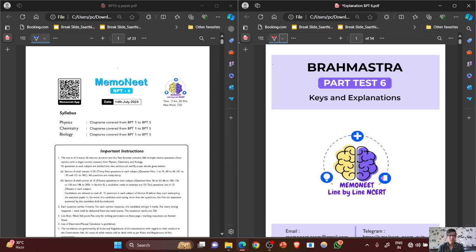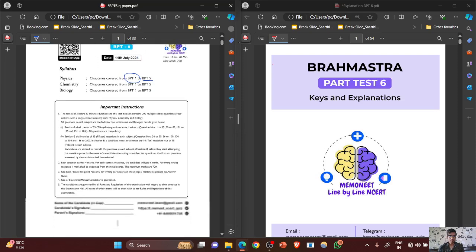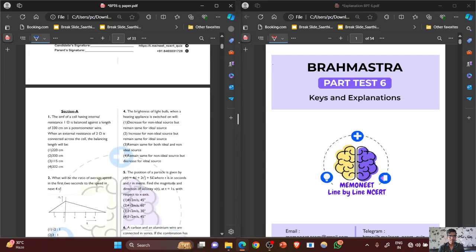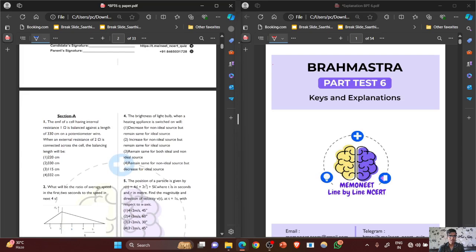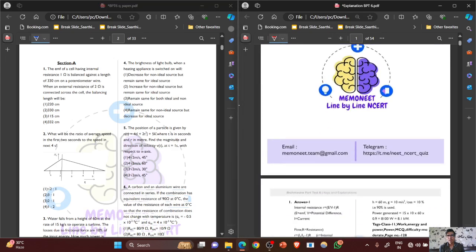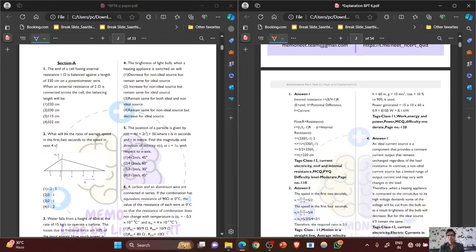As you can see here in the physics section, the chapters covered are from BPT 1 to BPT 5. Since there are mixed questions, like mixed concepts from different chapters, moving to your first question. Let me zoom a little bit so it will be more convenient for you. First, we will try to understand the question. Thereafter, we will look at the explanation of it.